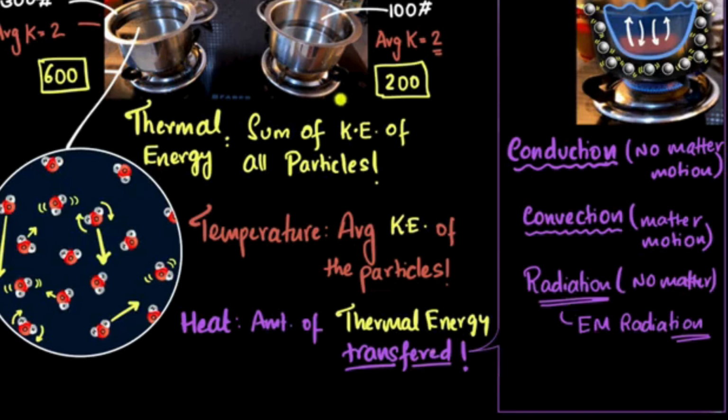So going back to our example, let's say we switch on the stove and wait for some time. We'll transfer mostly the same amount of energy, it's the same stove and everything. So let's say we transferred about 300 units of energy. This is the heat energy that we transferred, okay? As a result of that, what happens to our thermal energy? Well, thermal energy will increase. This will go from 600 to 600 plus 300, 900 units. This will go from 200 to 200 plus 300, 500 units.